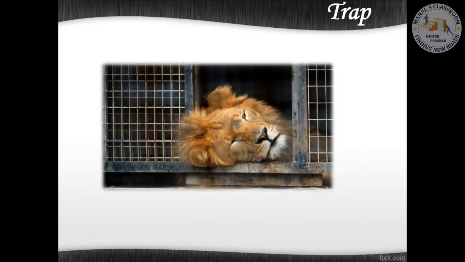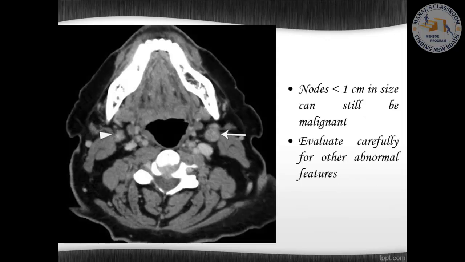So what's the trap about the size? We don't need to be trapped like this. Nodes less than 1 centimeter can still be malignant, so you have to check for other features. So don't make your assessment only based on the size. Search for other features in case you know that you have a primary.